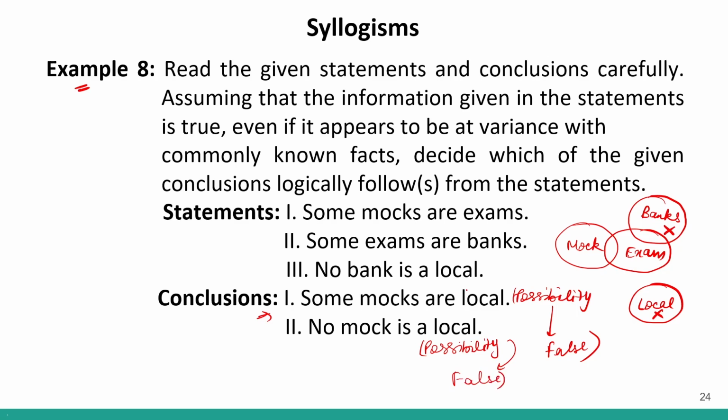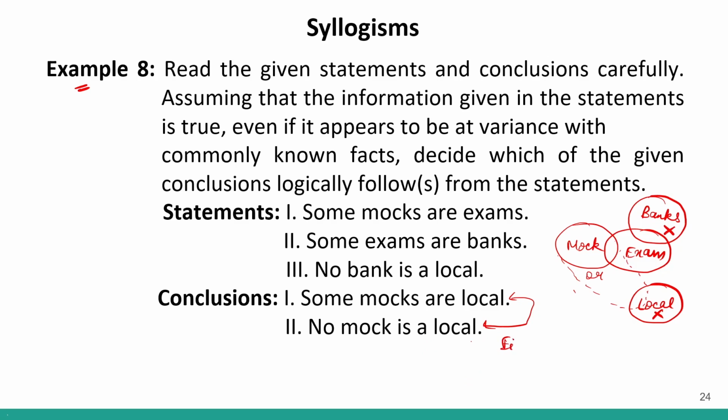But now look at conclusion number 1 and 2. Either one of them will follow. Okay? Mocks will be like this or they will be like this. Correct? One of the two. So either there will be some mocks that are local or there will be no mocks that are local. So basically I can say it is an either-or condition.